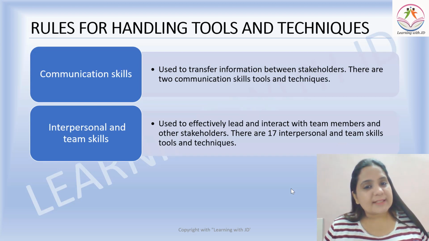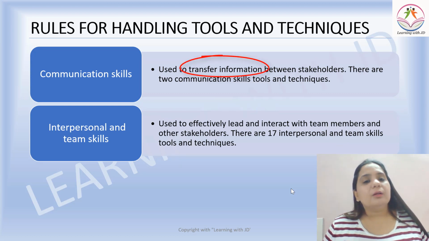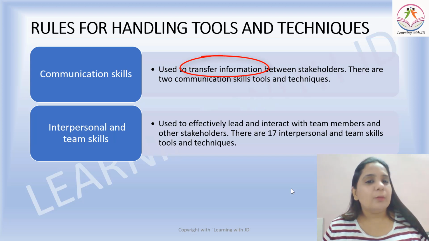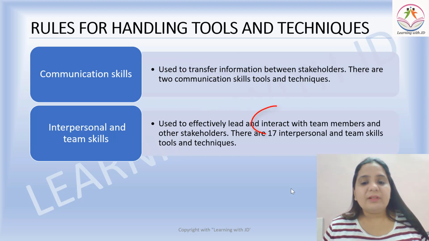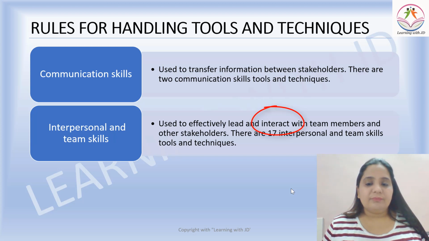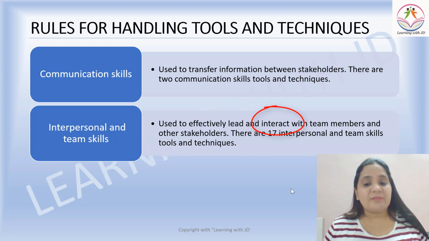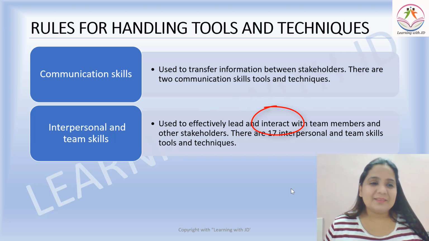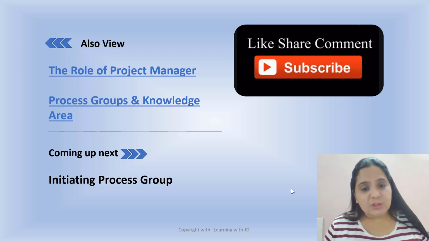Next is communication skills. It is used to transfer information between stakeholders. There are again 2 methods of communication skills. It's a push and a pull method of communication. Interpersonal and team skills. Used to effectively lead and interact with team members and other stakeholders. There are 17 interpersonal and team skills, tools and techniques. Alright, so guys, that is it from my end for today's session.